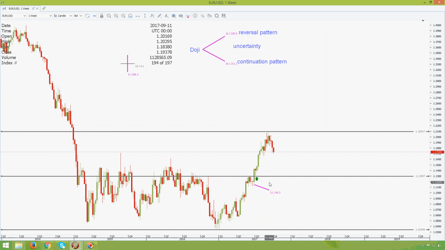So let's move on now with how to trade a trend. Everyone knows that a trend is your friend, and we'll see exactly how to interpret a trend. Bye for now.